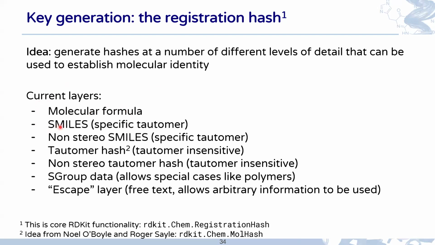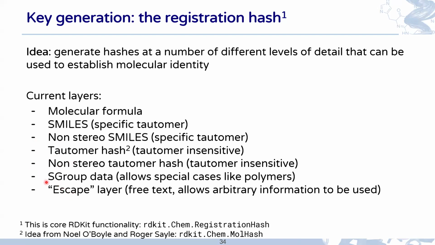We include the canonical SMILES, which obviously encodes a specific tautomer. We include the non-stereo SMILES, which is a specific tautomer, but it ignores stereochemistry. So that allows me to say, I don't care about stereochemistry. Are these two molecules the same? We have a tautomer hash, which is a hash that removes tautomers, or that is tautomer insensitive. So I can have the same molecule in different tautomers. They give the same tautomer hash. There's the non-stereo tautomer hash, where I don't care about tautomers or stereo. And then there's a couple of different things.